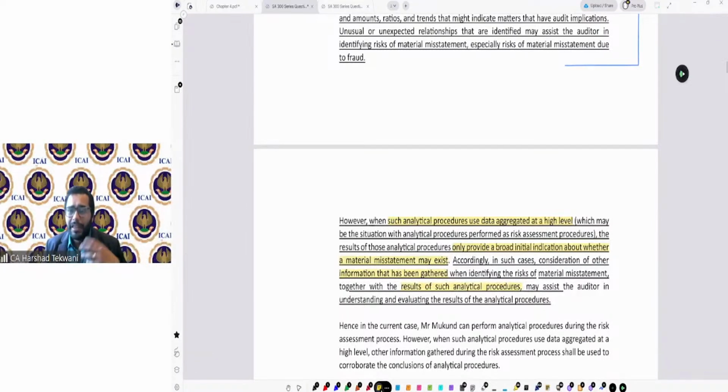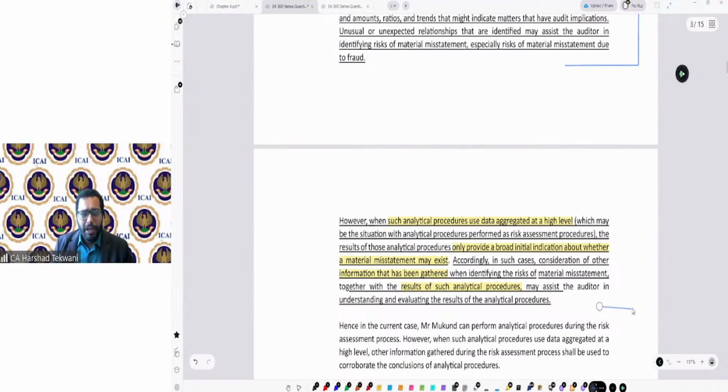Let's say, for example, from other procedures or other inquiries, I have gathered some evidence. For example, the management told me that sales is decreasing. Now I performed analytical procedures and I saw the opposite: sales is increasing. Then there are two contradictory pieces of evidence available to me. Then I need to gather some more evidence to identify whether the results of the analytical procedures are appropriate or not. Then finally, I will conclude with the current example, wherein I will compare the provision with the current scenario.